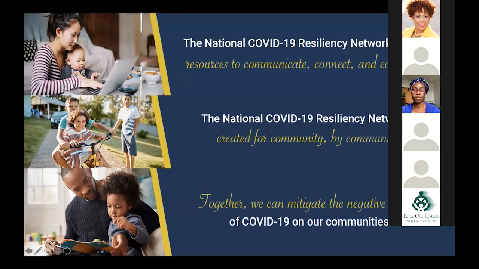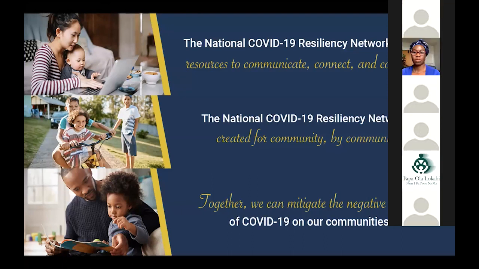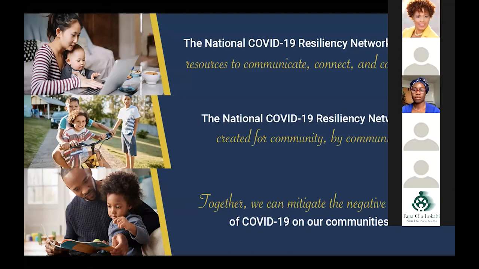This is a model that's created for communities by communities. The partnerships you see highlighted today are the tip of the iceberg to other partnerships that also reach into the most disproportionately impacted communities. And then together, we aim to mitigate the negative impact of COVID. We're seeing it in the news today. So this need is dire today.